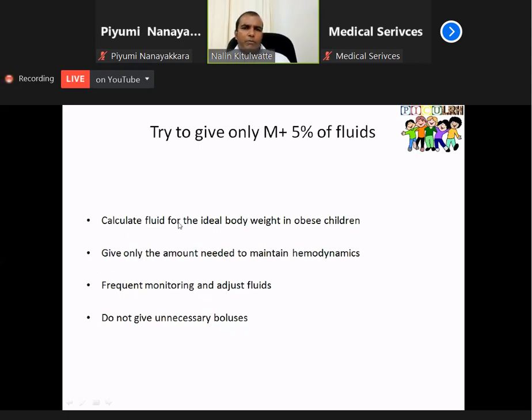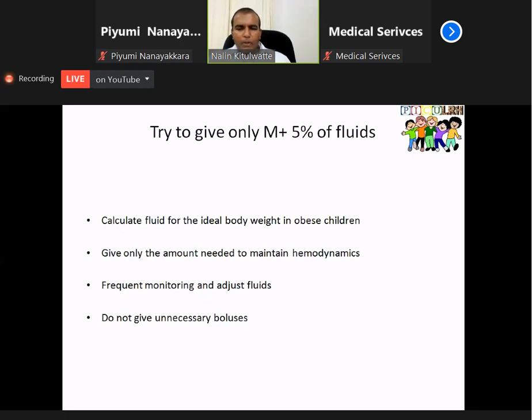fluid for ideal body weight in obese children, because we know that in children we are calculating fluid according to the body weight. So in obese children, you have to calculate for the ideal body weight rather than the real body weight. Then give only the amount needed to maintain hemodynamics, with frequent monitoring and adjusting of fluid. And please don't give unnecessary boluses.